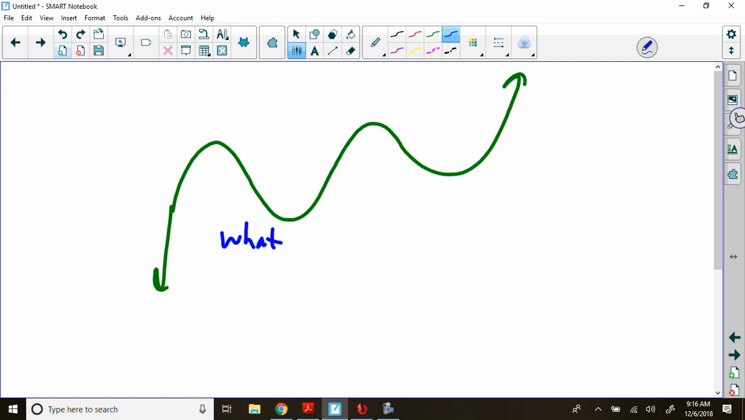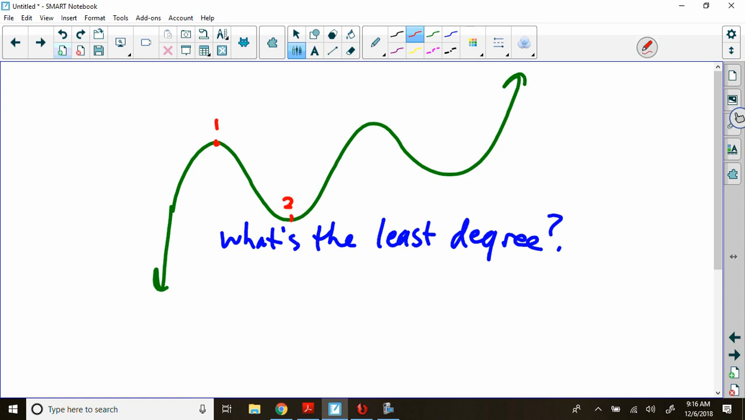What's the least degree of this polynomial? So we better count turning points. How many turning points are there? There's 1, there's 2, there's 3, there's 4. So what's the lowest degree polynomial this could be? 5. Does that make sense?